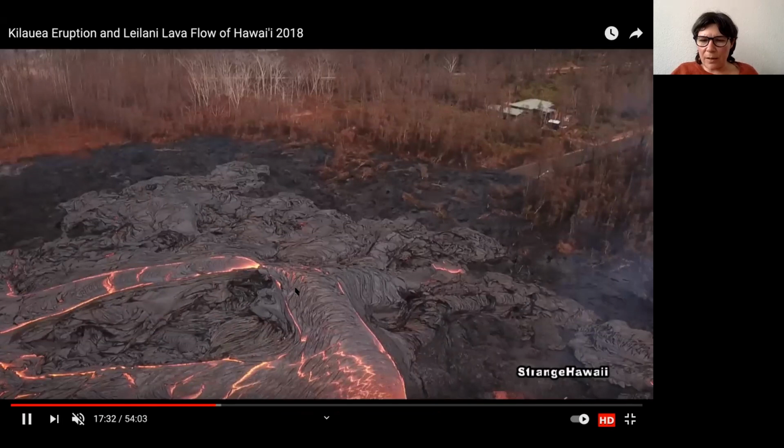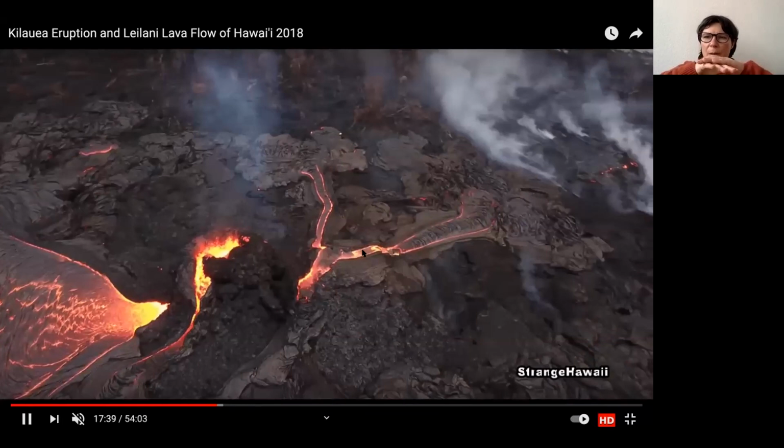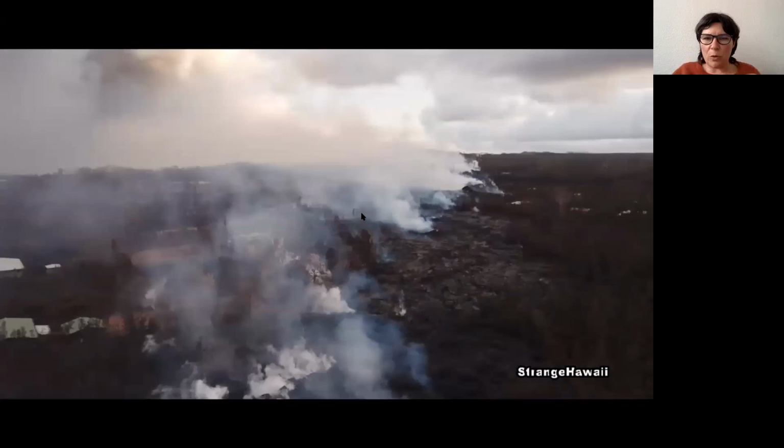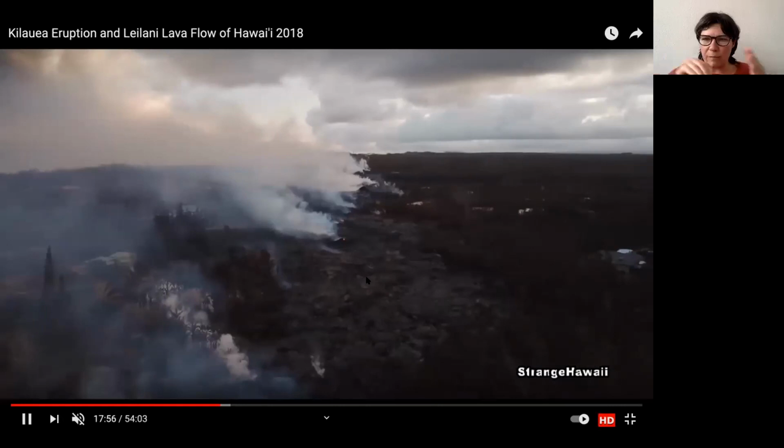It either pours down, or it becomes colder on the outer part and continues to flow below, because it freezes at the top and continues to flow below. So therefore it can travel quite many kilometers in this way, because it forms a so-called lava tube.